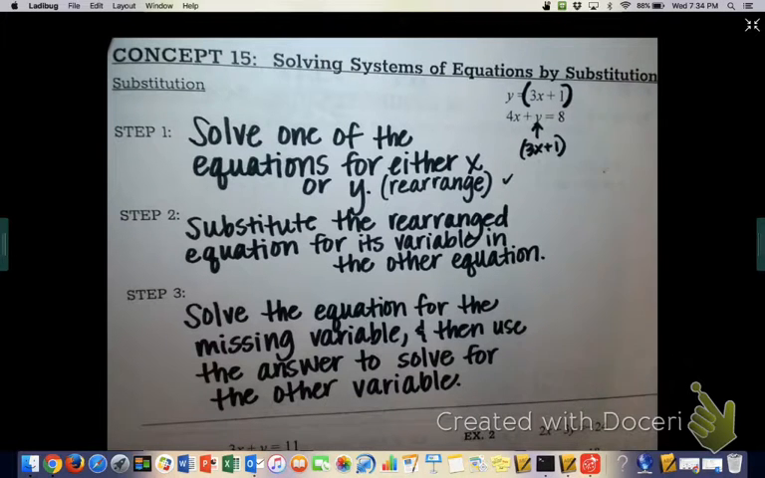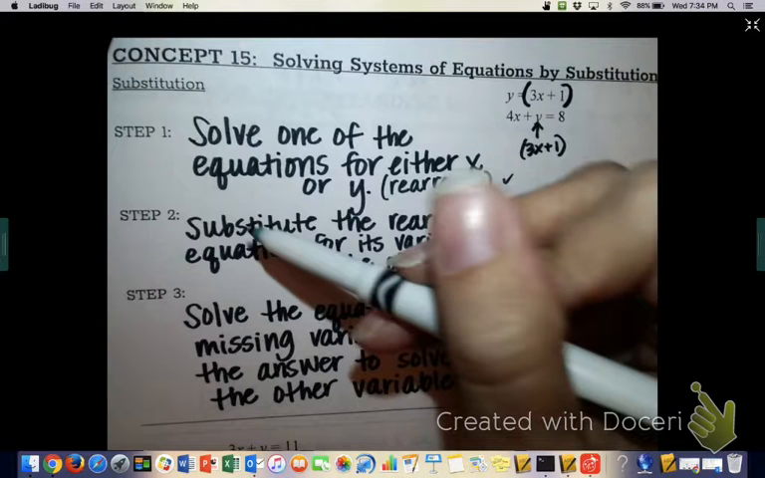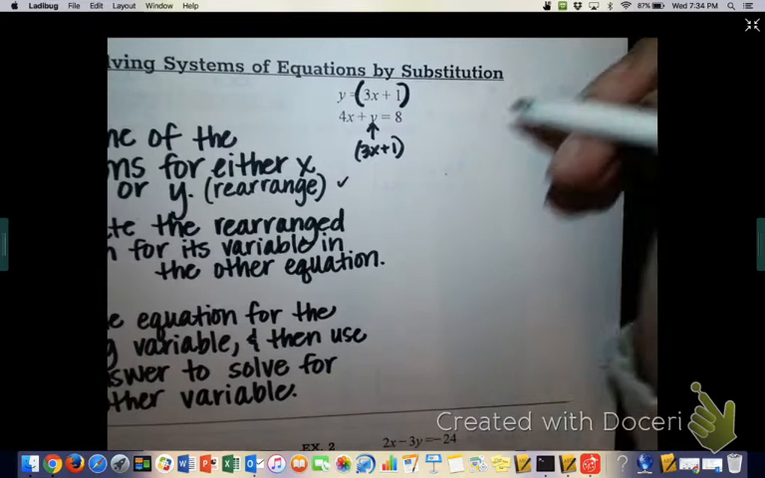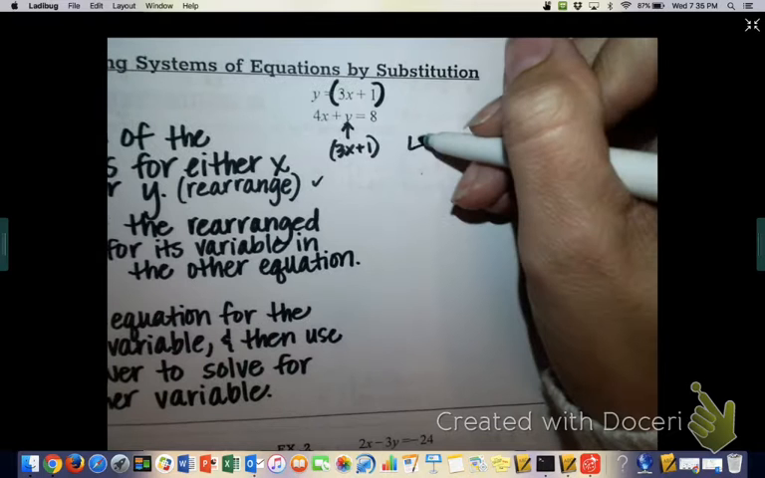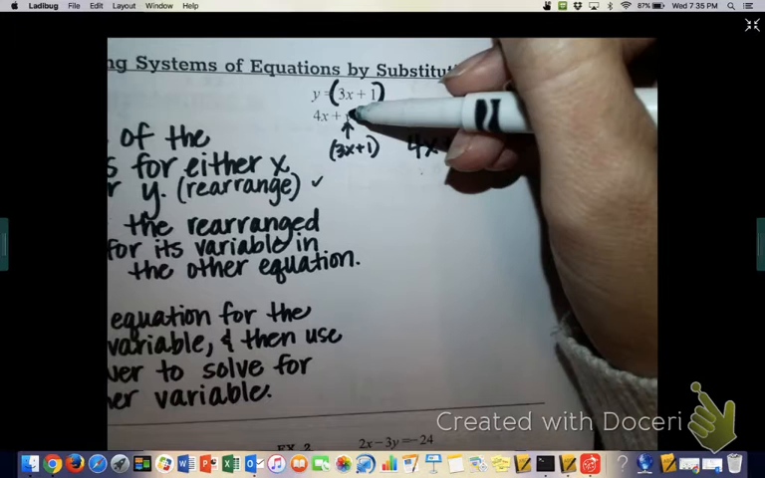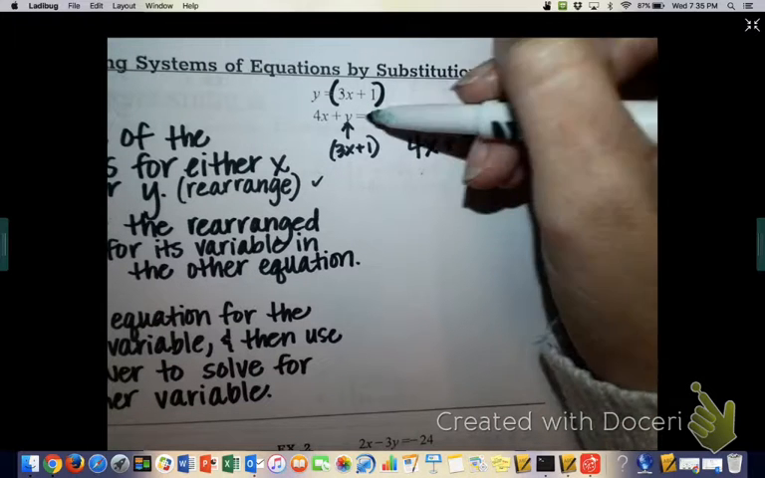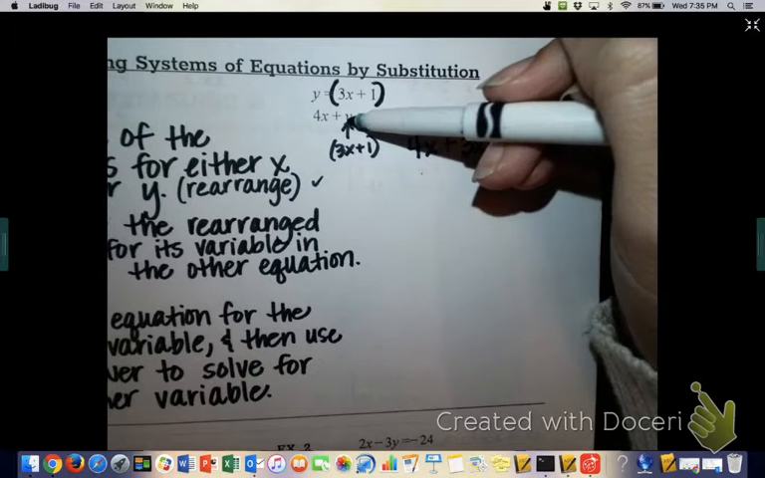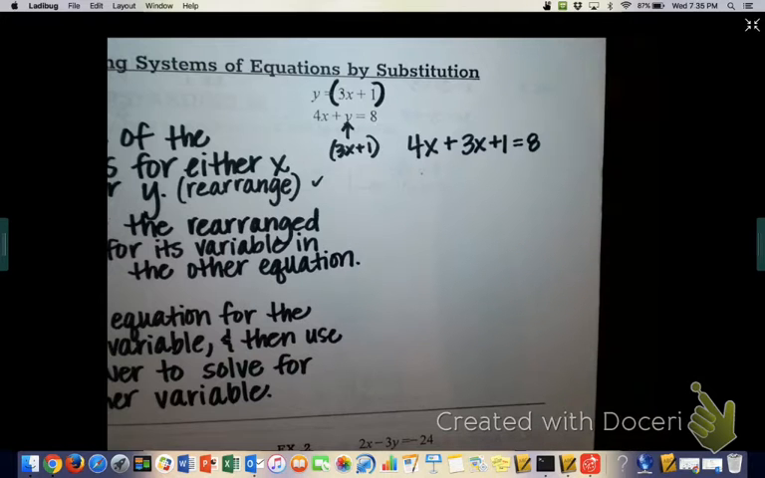Okay, so I am going to substitute 3x plus 1 into this equation and solve the equation. So I'm going to rewrite my second equation, but instead of y, I'm going to substitute what y is, which is 3x plus 1. Okay, so I'm going to go off to the side here. So 4x stays 4x, plus stays plus, but now y is 3x plus 1. And then it still equals 8. Okay, I need you to see that all I did was I replaced y with 3x plus 1. Everything else is still the same.